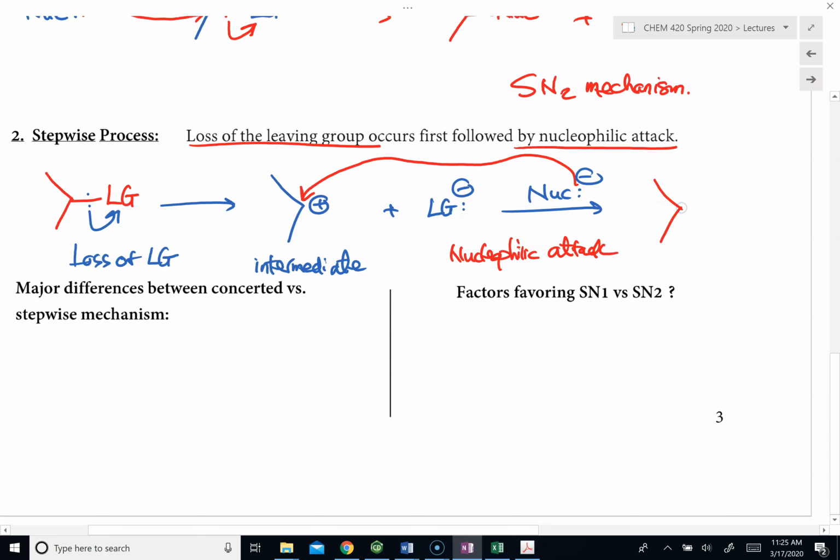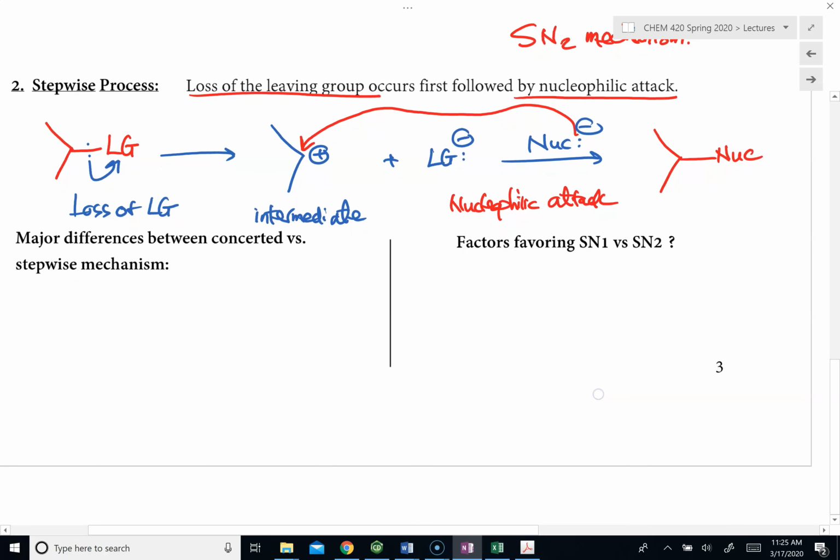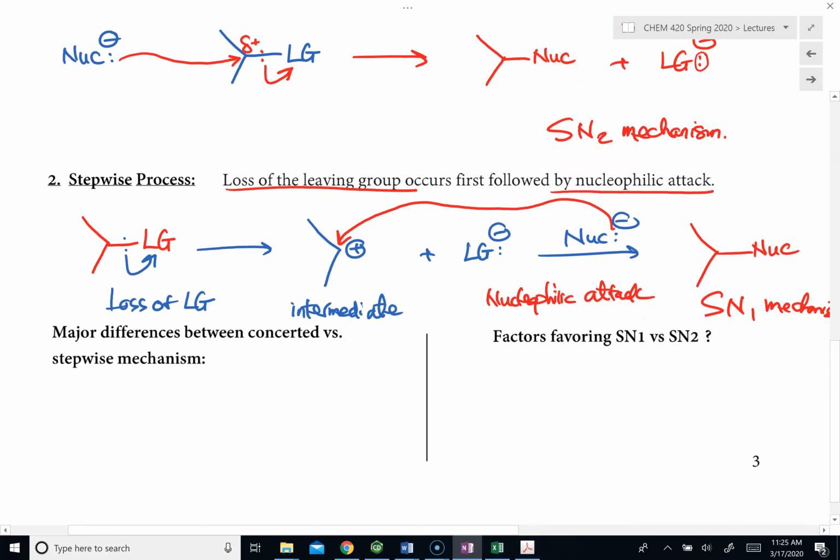And the bond between the nucleophile and the carbon is now formed. And that will be our products. And we will then refer to this mechanism later as an SN1 mechanism. Now, these are the two steps that may be possible right here, the two types of mechanism that are possible.